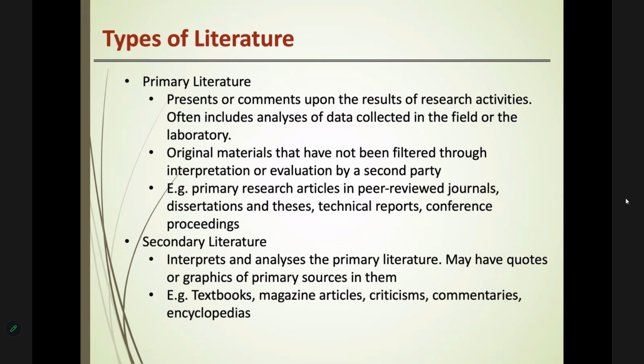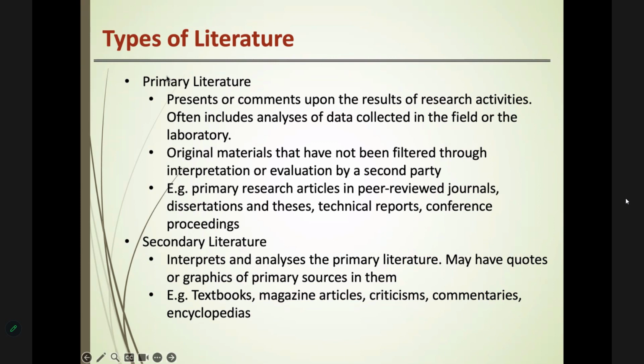Secondary literature interprets and analyzes the primary literature, but sometimes only the outcome is there, right? So you don't have any primary information there. The final outcomes are there, mostly in magazine articles. If you go to magazine articles or textbooks, you get only secondary literature, because you just gather the knowledge, but you don't know the process of how the research has been conducted.